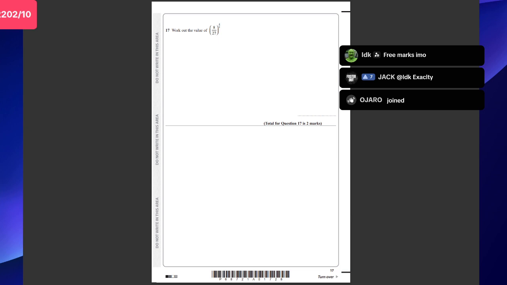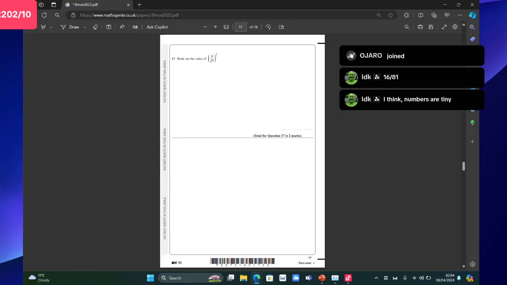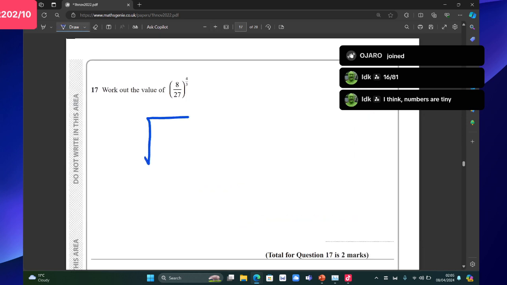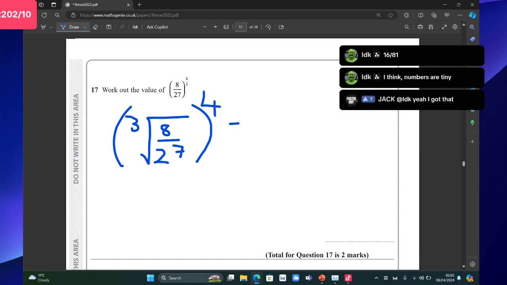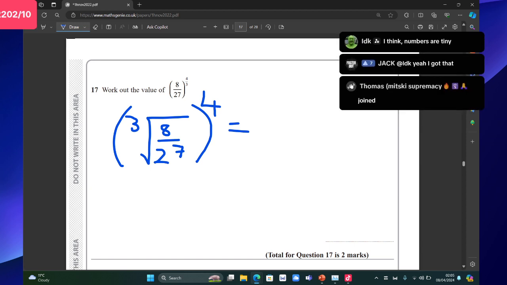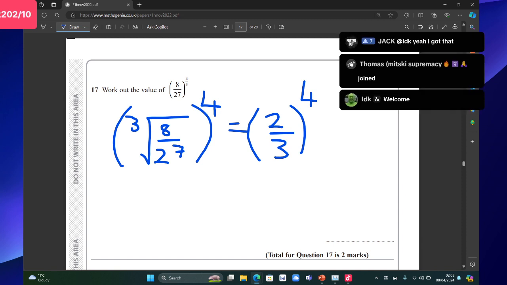Right, anyone got an answer for this question? Right, back to the math. Yes, you are correct. So we take the cube root of the fraction, the cube root of 8/27, and then we raise this to the power of 4. So you do the root of the denominator and raise it to the power of the numerator. The cube root of 8 is 2. The cube root of 27 is going to be 3. So we get 2/3 to the power of 4. So 2 to the power of 4 is 2 times 2 times 2 times 2.